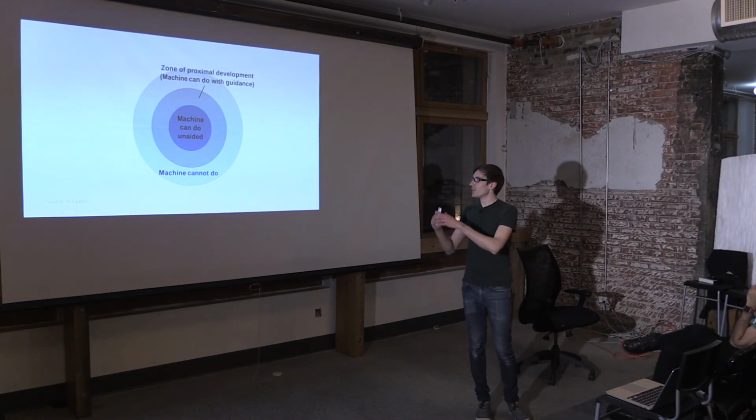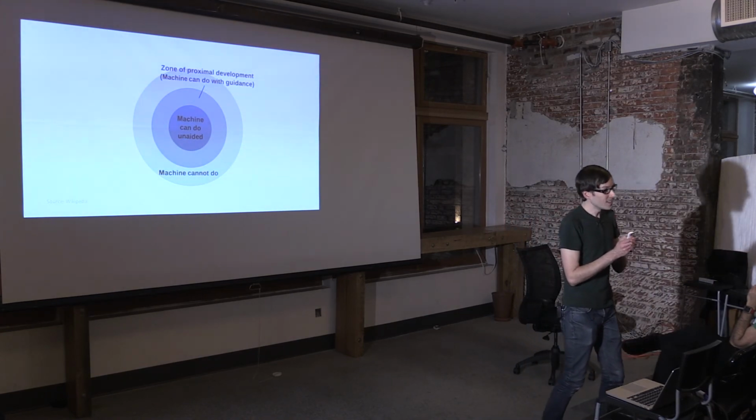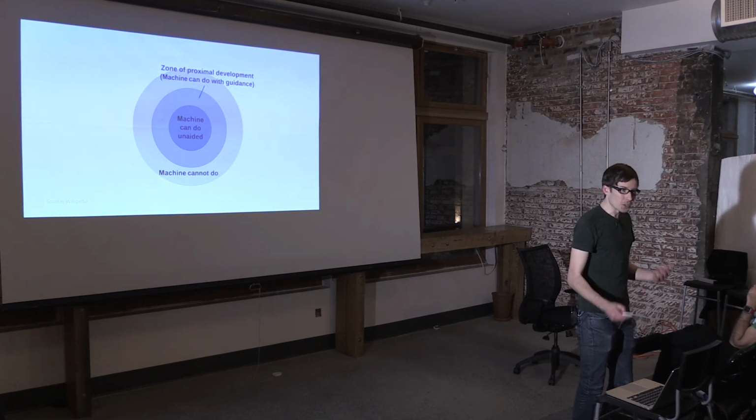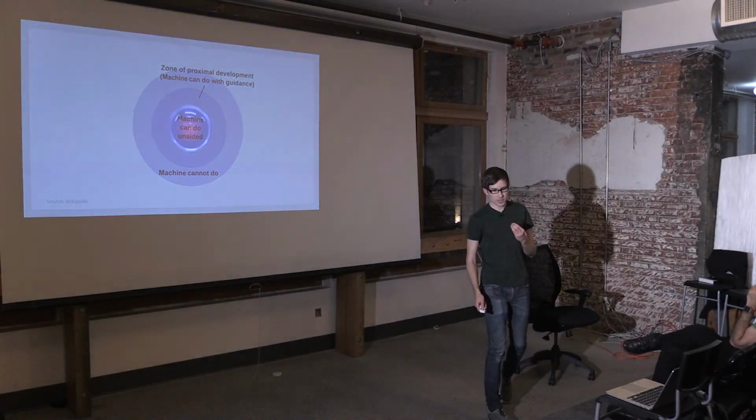Then, right in the center zone, these are the things that the machine can do unaided. And this gets into the realm of machine learning and artificial intelligence and this kind of thing. And it's the center zone that I'd like to talk to you about today.